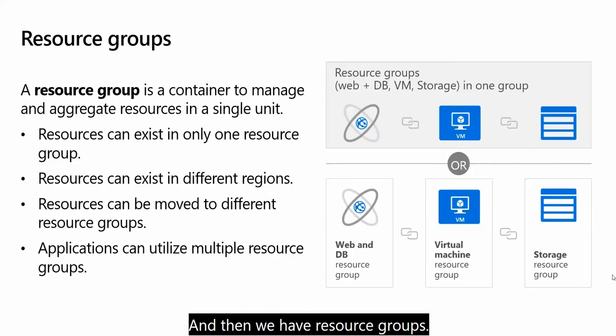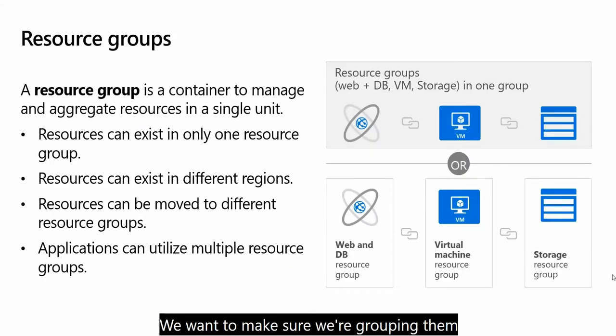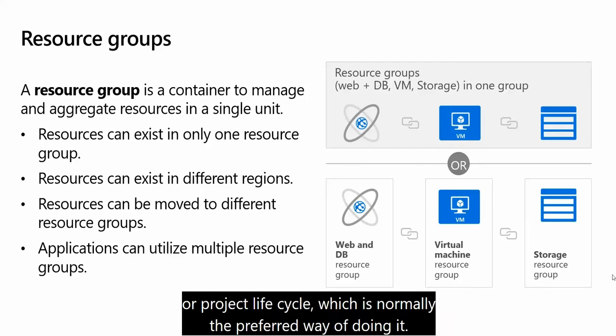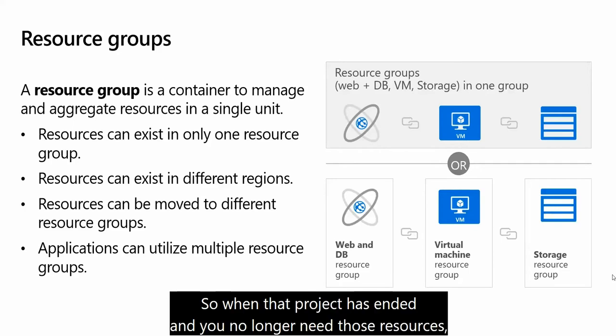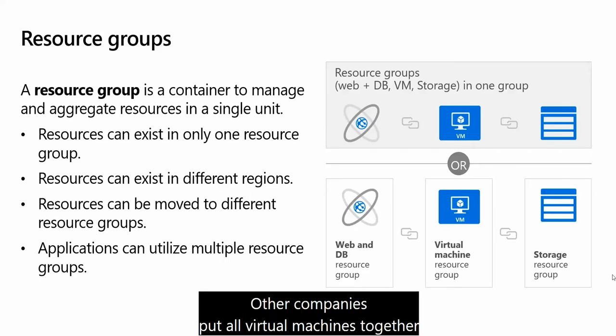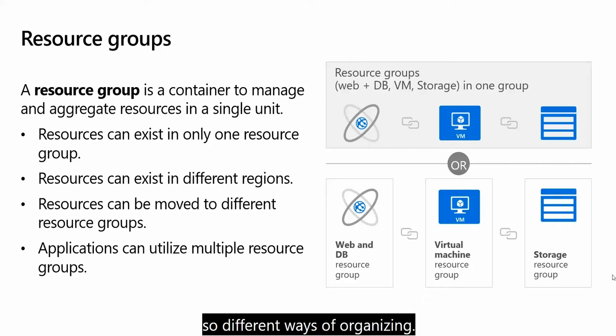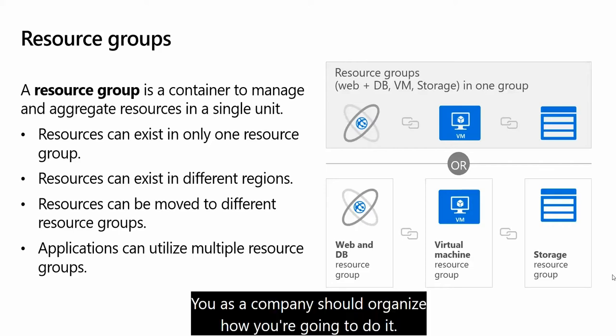And then we have resource groups. So we have those resources on the previous slide. We want to make sure we're grouping them into some sort of logical group. It could be by project type or project lifecycle, which is normally the preferred way of doing it. So when that project is ended and you no longer need those resources, you can deallocate them off the cloud, and it's easy to do. Other companies put all virtual machines together and all storage together and all their web and databases together. So different ways of organizing. You as a company should organize how you're going to do it.